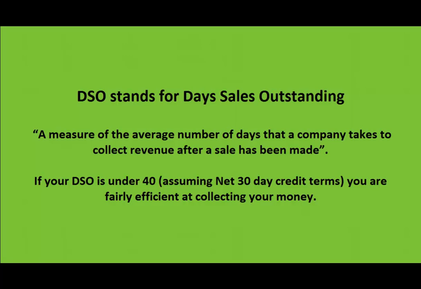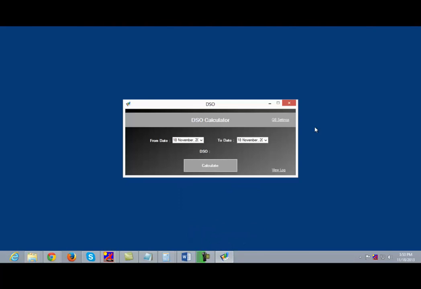So any number which is below the figure 40, so basically it's a calculated number. The calculated number should be less than 40, which means your AR is efficient enough. Otherwise, you have to look into your own process to improve the number. So that's basically it, and we are going to calculate this DSO from QuickBooks.